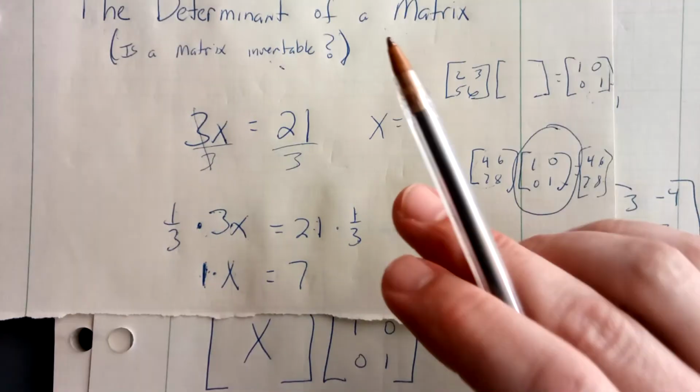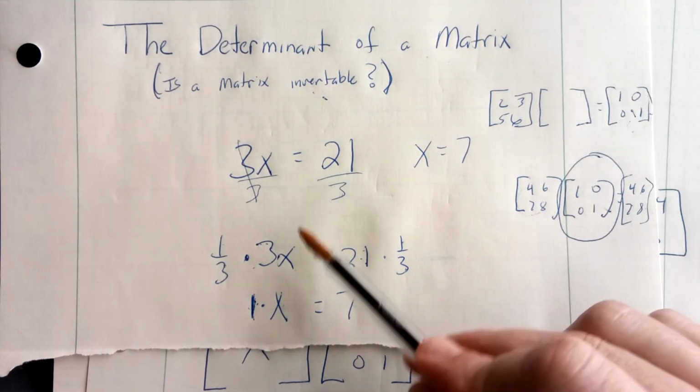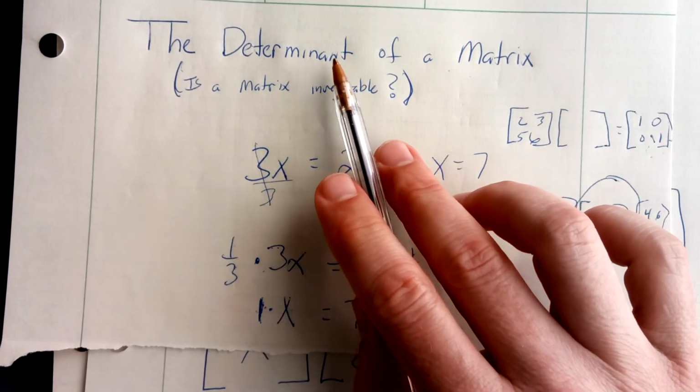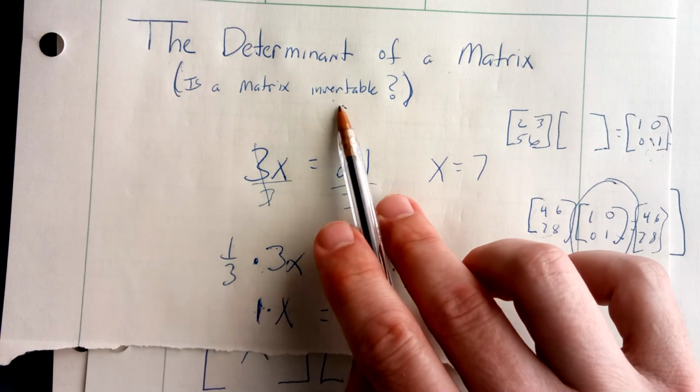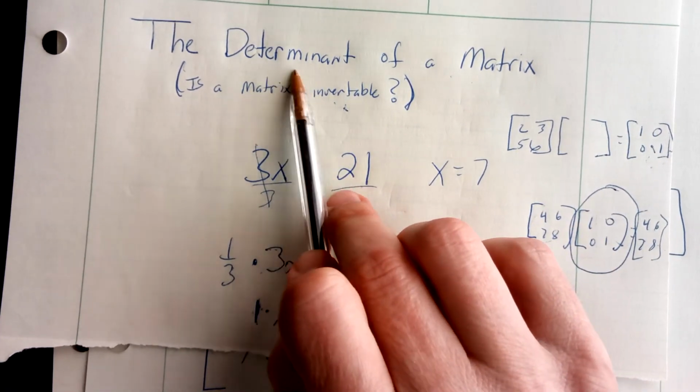Again, I'm going to talk a lot more about the identity matrix and actually using it to solve matrix equations. In this lesson, all I want you to be able to do is determine if a matrix is invertible. And we determine that through something called the determinant.